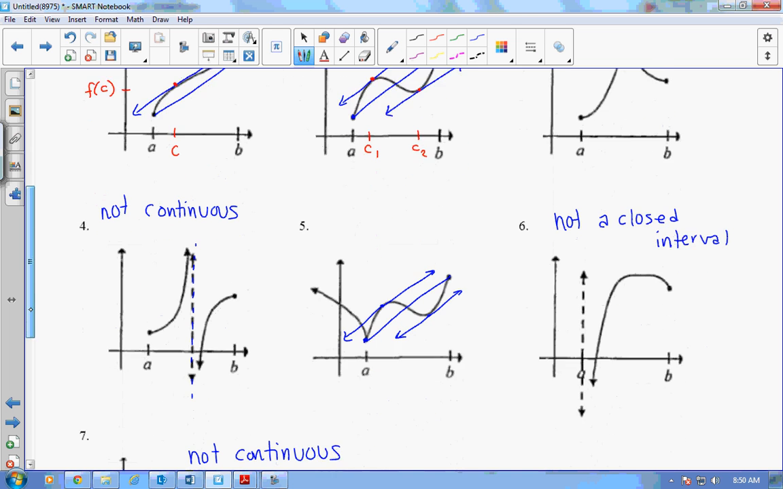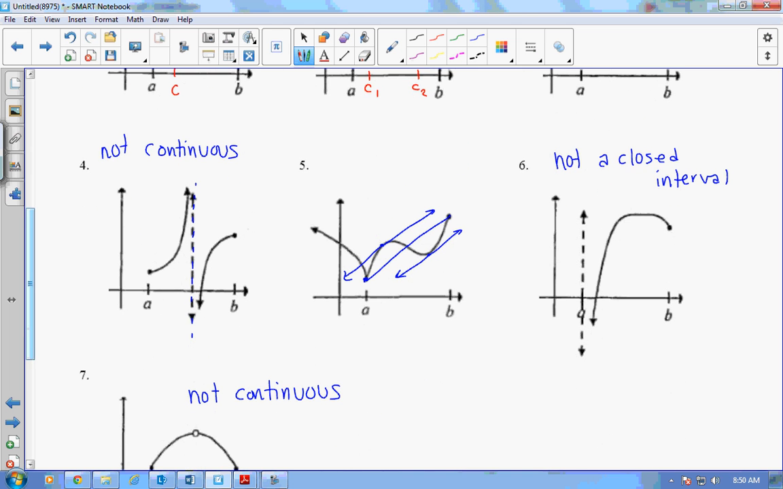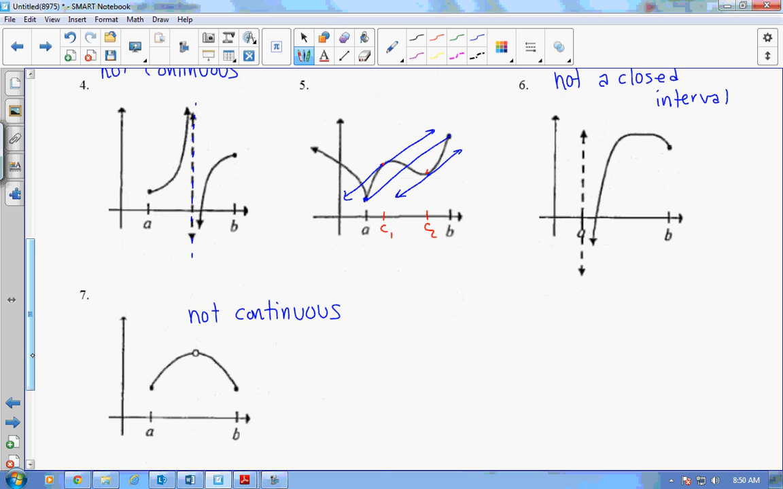And let's see which other ones. How many C values did we find here? 2. C1, C2. I think those were the only ones, right? Okay, flip it over. Mean value theorem.